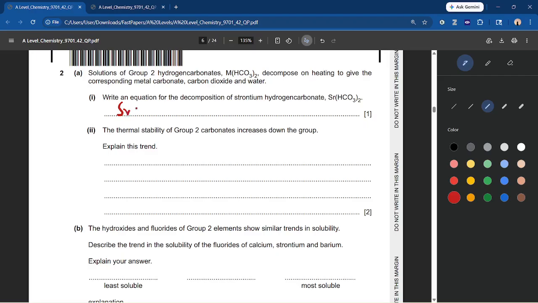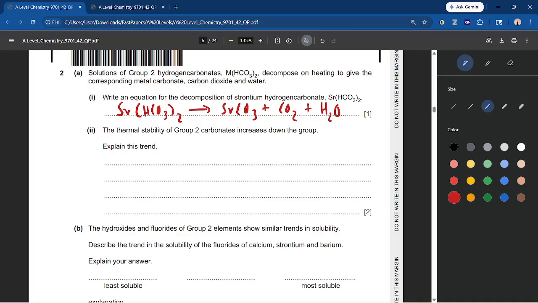So first let's write this here, Sr(HCO3)2. So you're going to get the metal carbonate, so you're going to get strontium CO3. You're going to get carbon dioxide. So you've already used up one of your CO3s. So you're going to get very simple, just one CO2. And very simple, you're going to get H2O. Nothing too difficult, nothing too complicated.